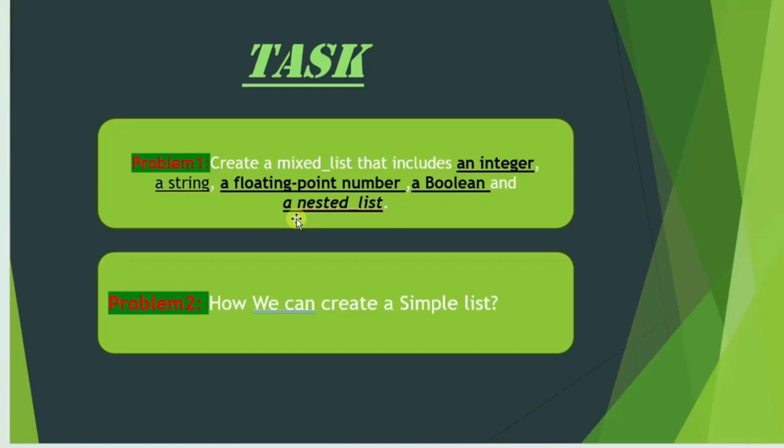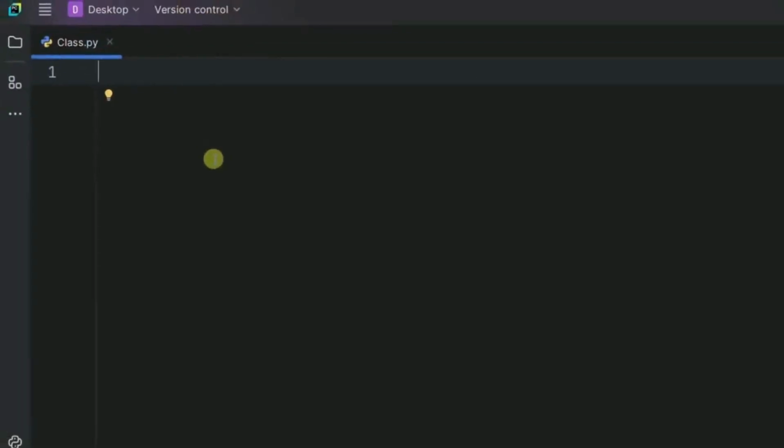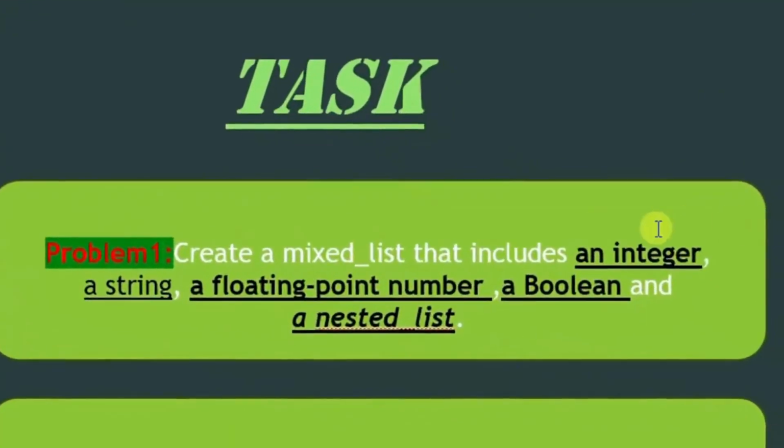Now, let's write the solution step by step. So, to create a mixed list, we need to define a variable. Let's name it mixed list is equals to, and then lists in Python are created using square brackets. So I will write square brackets. Inside the square brackets, we will include the following elements in order: an integer, a string, a floating point number, a boolean, and a nested list.